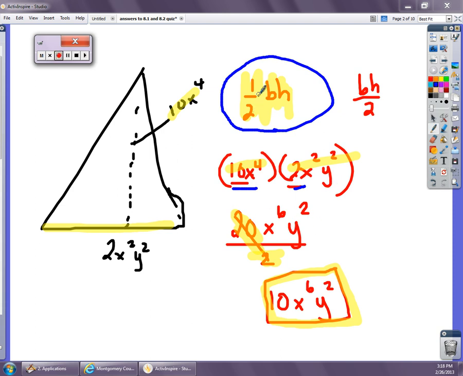The last thing is to multiply by 1/2, which is the same as dividing by 2. But remember, only the numbers can be divided by 2. These are variables, and numbers you can group together, but variables are not affected by dividing by 2. So 20 divided by 2 is 10, and you get 10x to the 6 y squared.